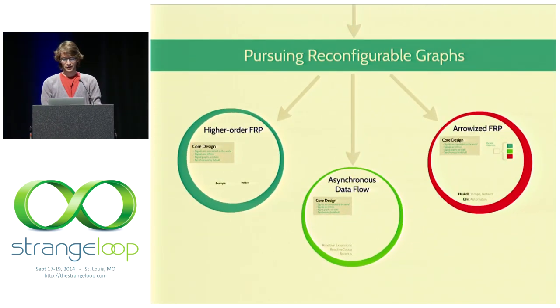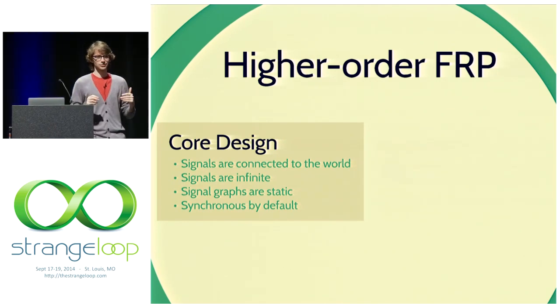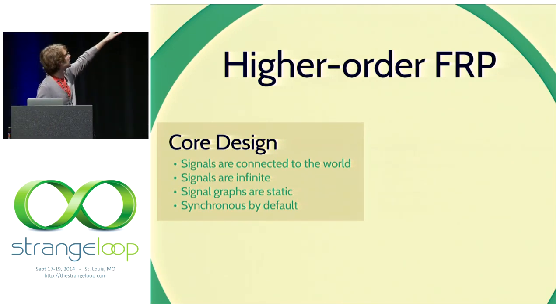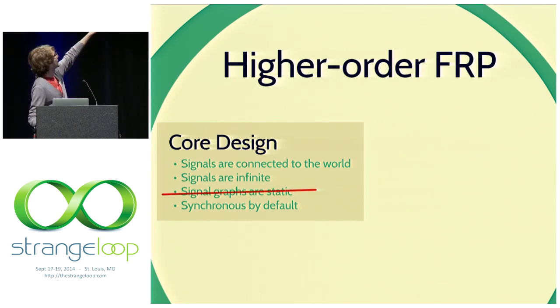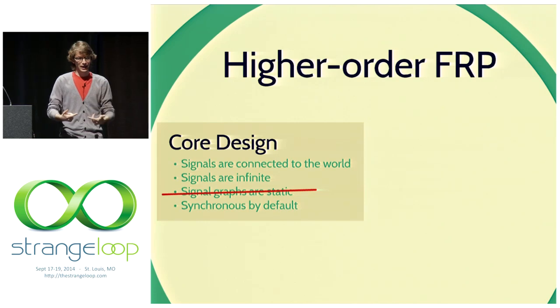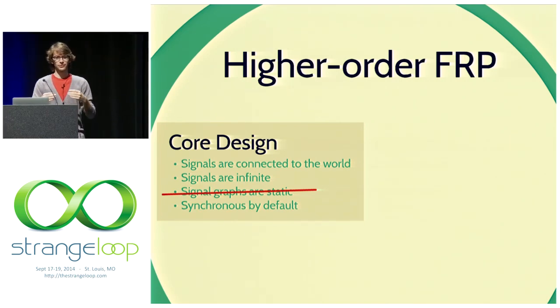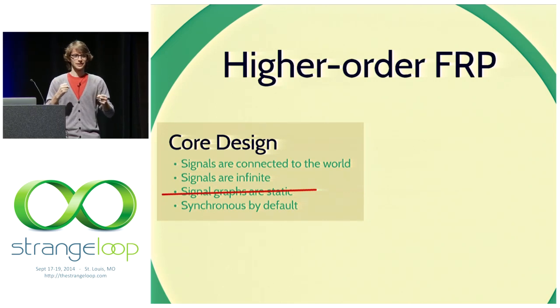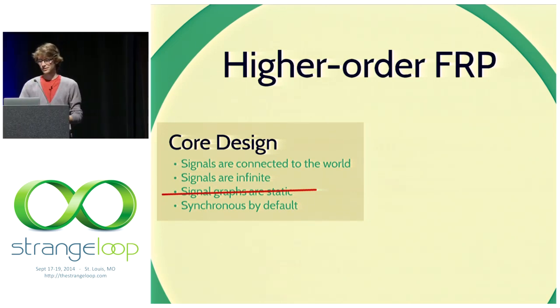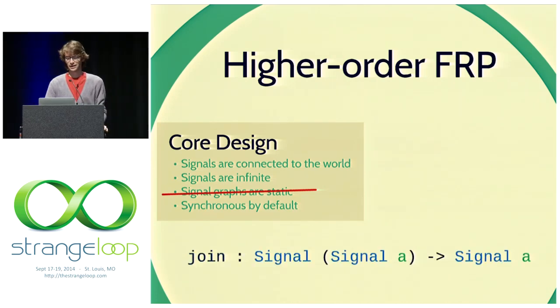So, let's dive in. The first one is higher-order FRP. This is really just saying, OK, we took this core design, and we don't like that signal graphs are static. We want to get rid of that constraint. So what do we need to add? What do we lose? One thing I should point out is that with all of these variations, it's not better or worse. It's trade-offs, right? Whenever you're making this decision, it's like, I'm going to get this feature, and I'm going to lose this other one. So what happens when we get rid of this core design that signal graphs are static?